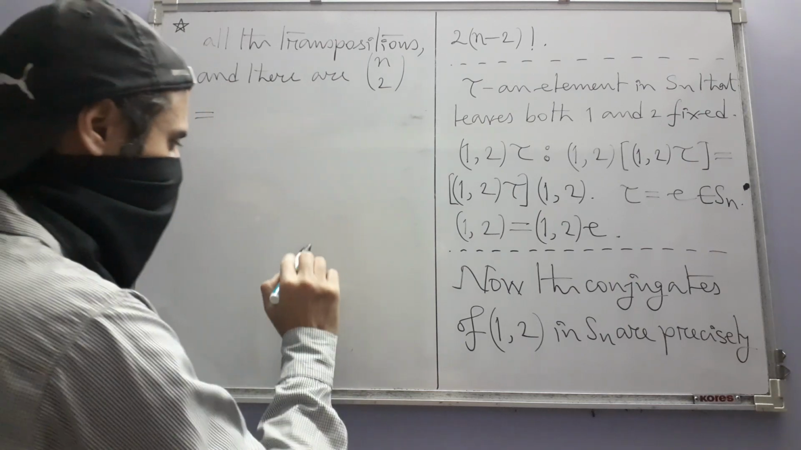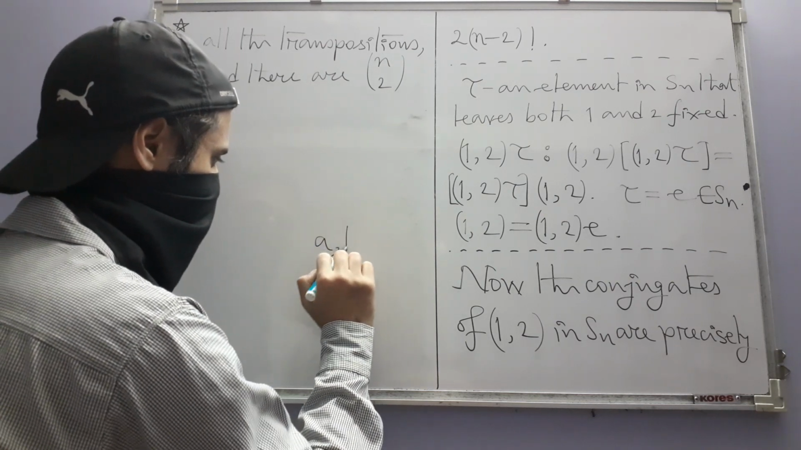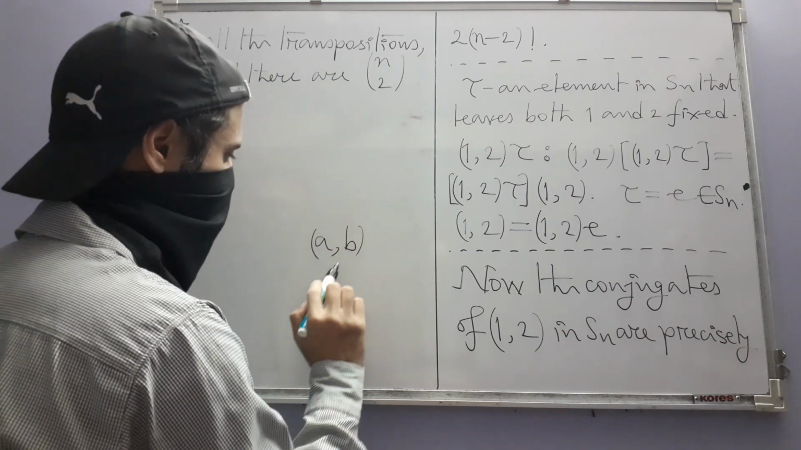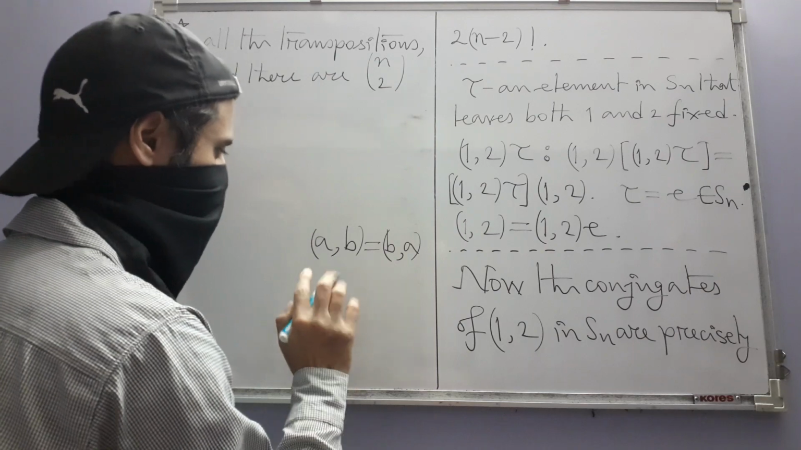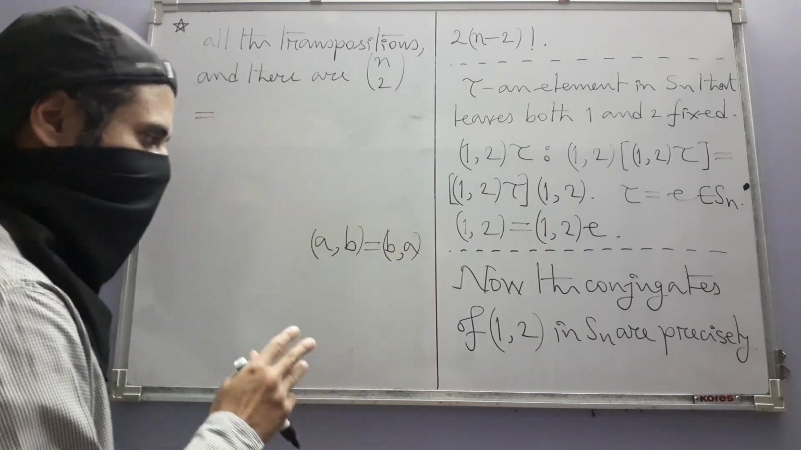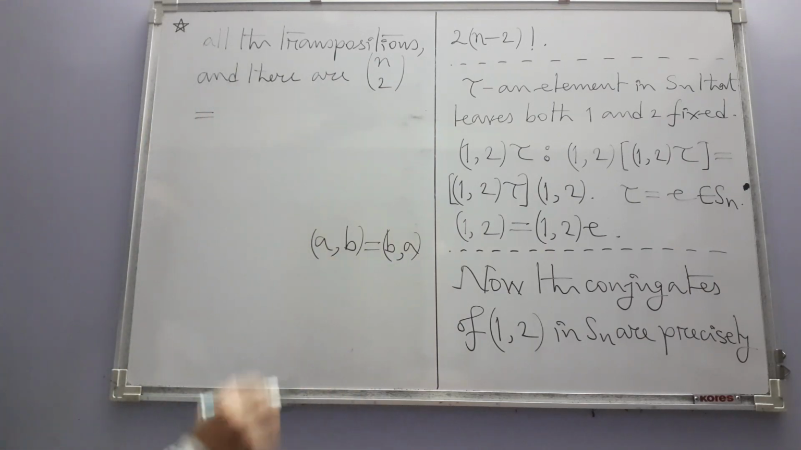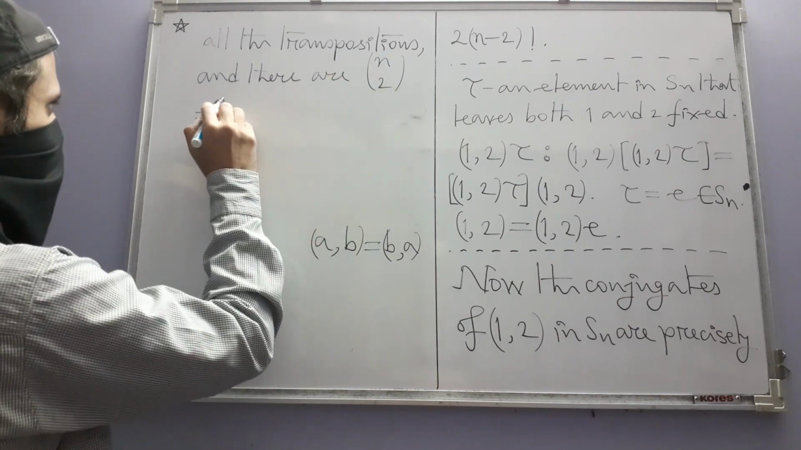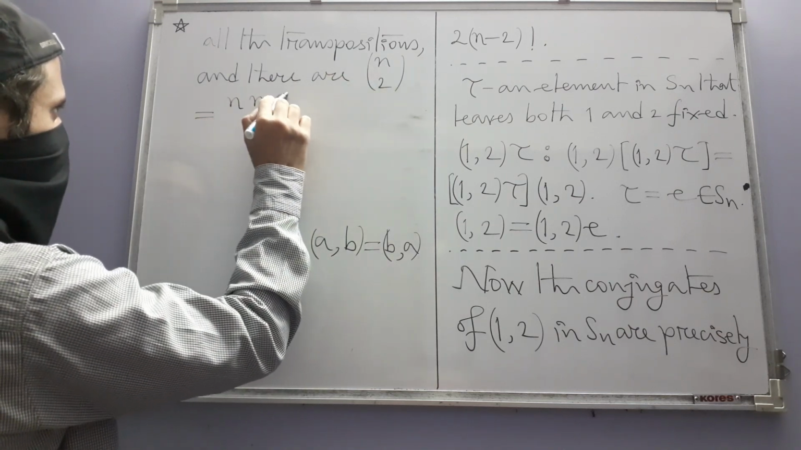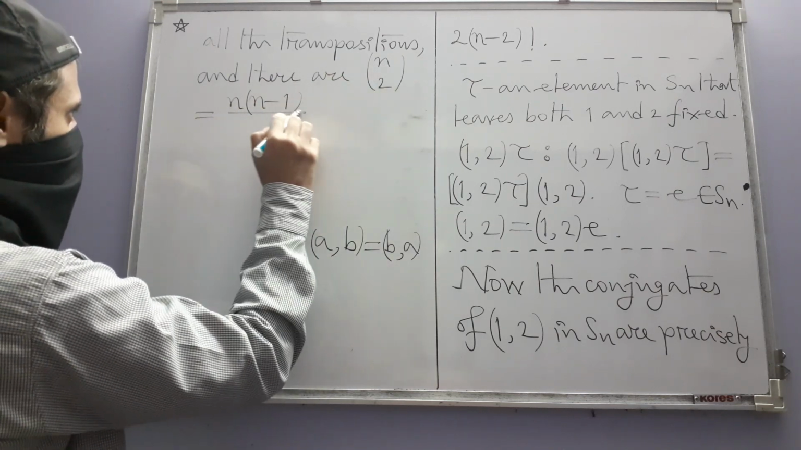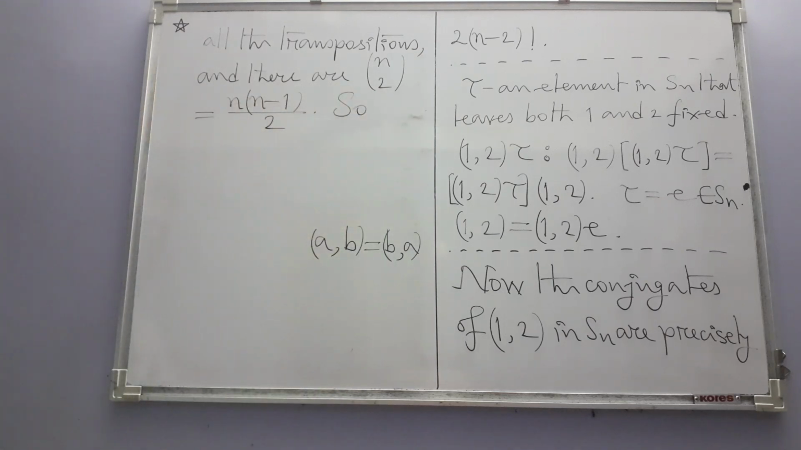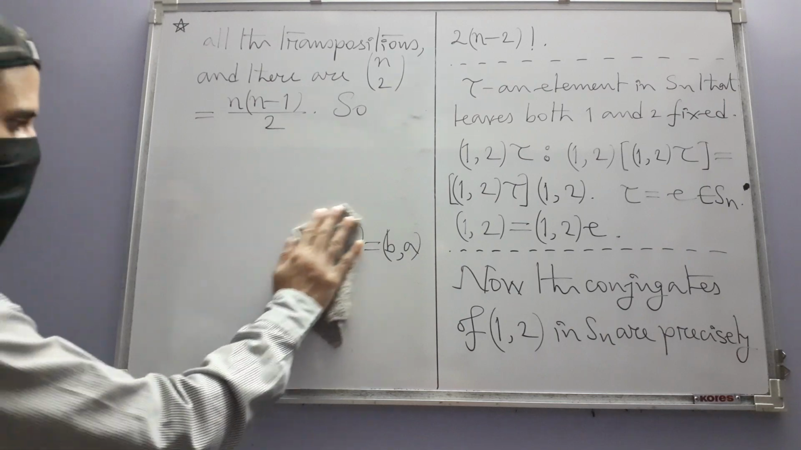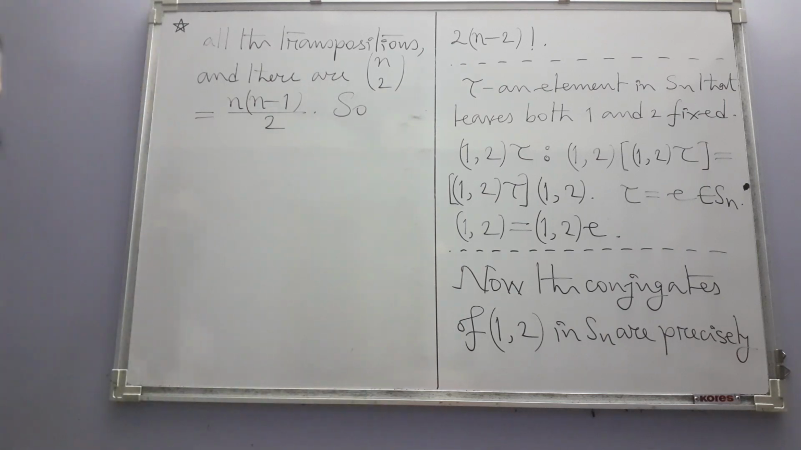Yes, but we know that this 2 cycle is actually the same as this 2 cycle. So for 2 cycles, the order in fact does not matter. So that's why we have combination. So from our counting principle, we are going to have this.